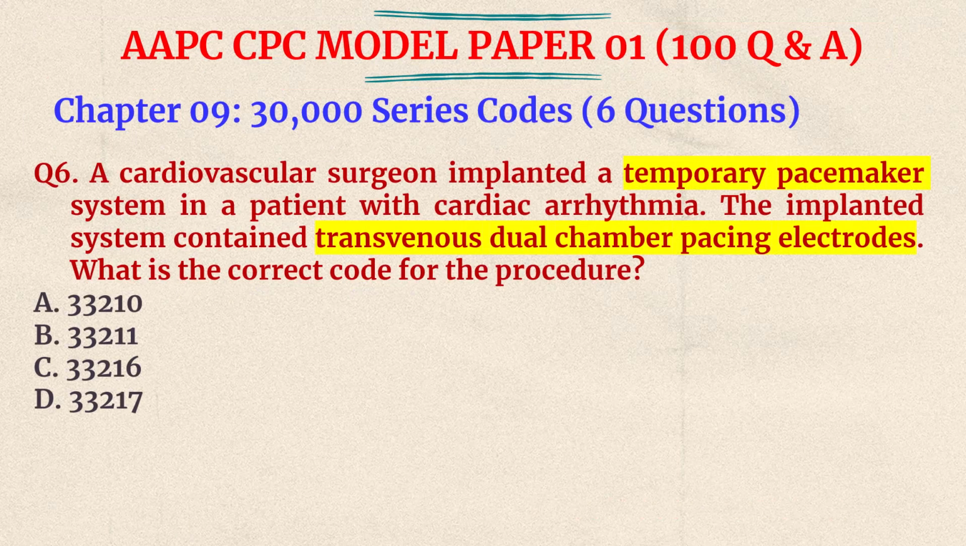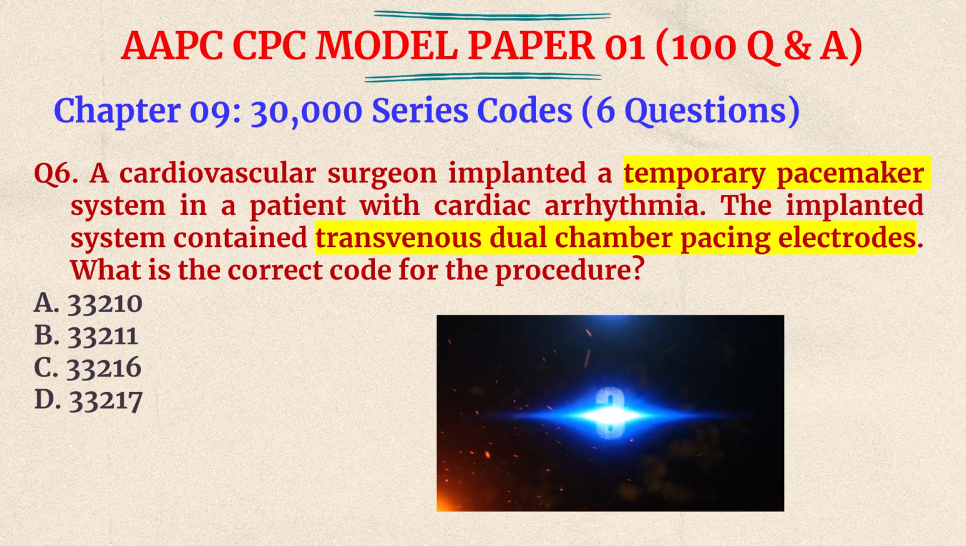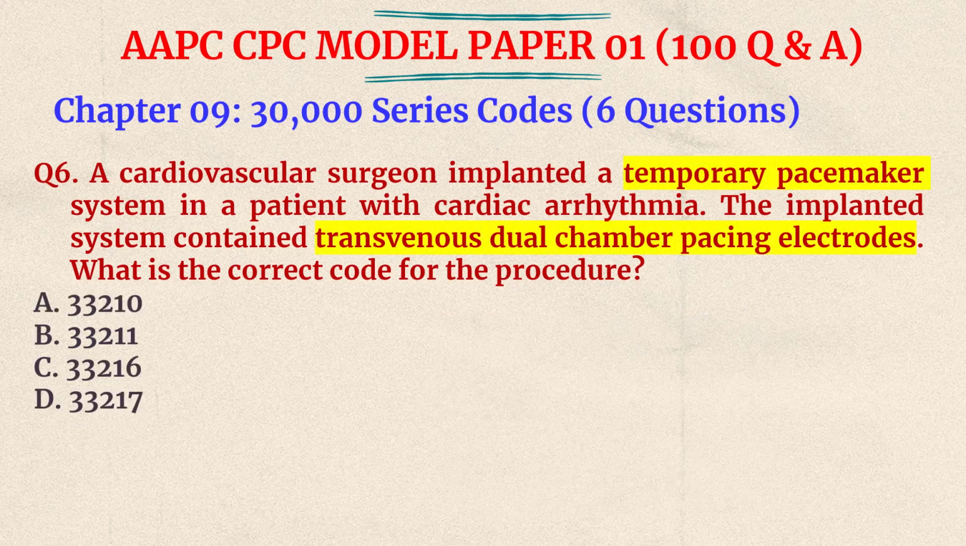Question number 6 of 30,000 series codes. A cardiovascular surgeon implanted a temporary pacemaker system in a patient with cardiac arrhythmia. The implanted system contained transvenous dual-chamber pacing electrodes. What is the correct code for the procedure? So there are 33,000 series codes available. So please pause the video, take your CPT code book and find the answer.